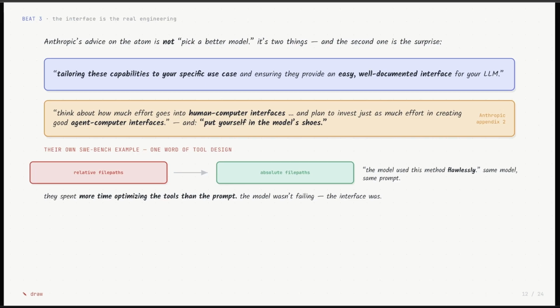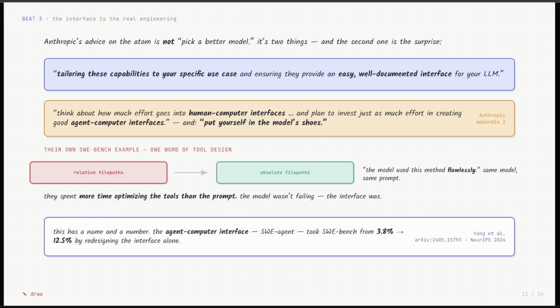So basically, one thing to understand is that you, as an engineer or as an agentic AI engineer, are going to be spending most of your time actually doing data engineering, not training your own model or such things. It's mostly data engineering. This has a name and a measured number. Software engineering agent formalized the agent computer interface, and redesigning the interface alone took software engineering bench from 3.8% to 12.5% by redesigning the interface alone.